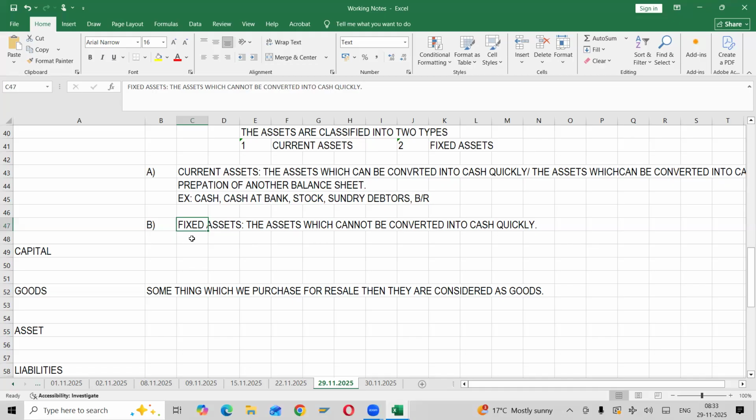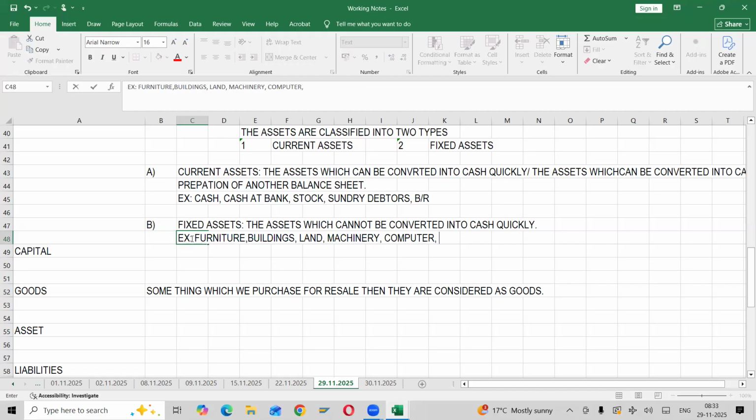You can say that, for example, according to the nature of the business, you need to finalize that. Example: furniture, buildings, land, machinery, computer, car, or whatever you call. Same thing, these are considered as fixed assets.